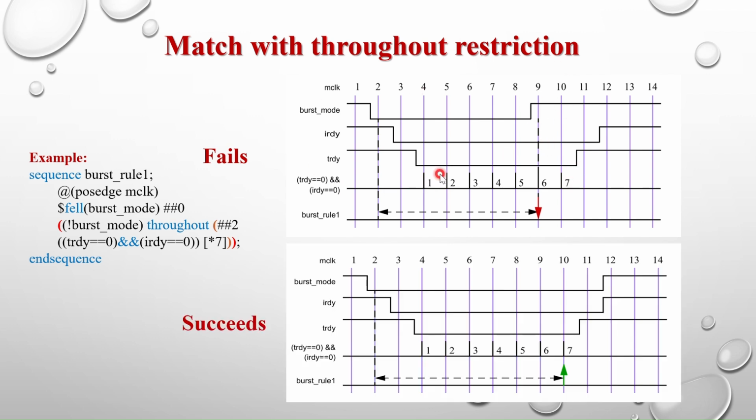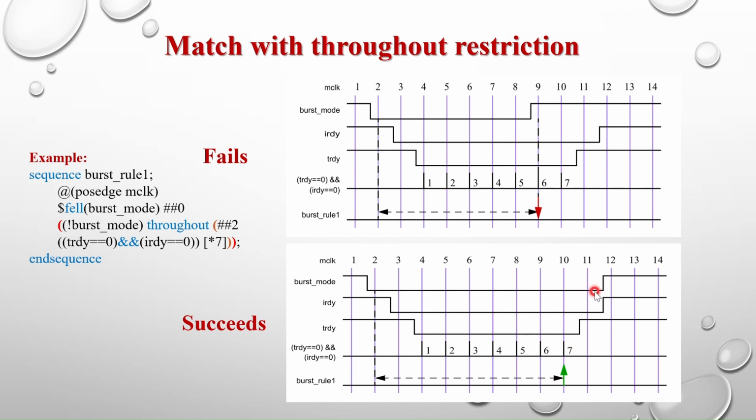So now we will see the succeeded one. Okay, so the same waveform. Here if you see, this is the 7th repetition of IRDY, in the 10th clock cycle. And if you see the burst mode, it is low, right? So it is low. That's why at this point it passed.